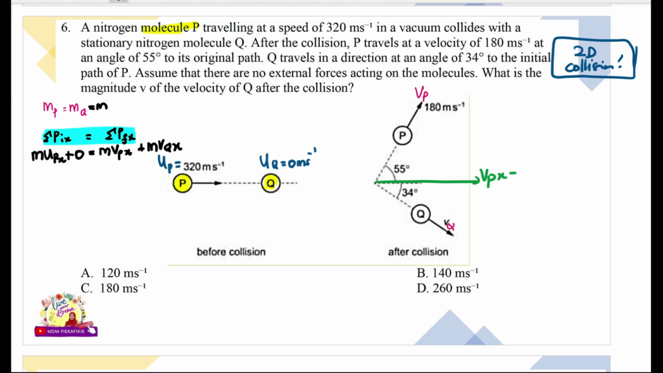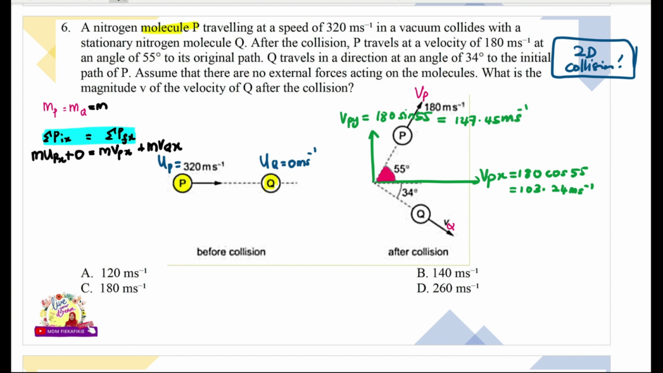So VPX is equal to 180 cos 55 and you akan dapat nilai dia 103.24. Okay, 103.24. Okay. And then VPY, kita cuba resolvekan terus. VPY is equal to 180 sin 55. Ingat angle ini duduk di sebelah X, so X yang cos. Kalau angle tu duduk berdekatan dengan Y, so Y yang akan jadi cos. Okay. Okay, so kita masukkan nilai dia. So you akan dapat, okay, VPY is equal to 147.45 meter per second. Okay.